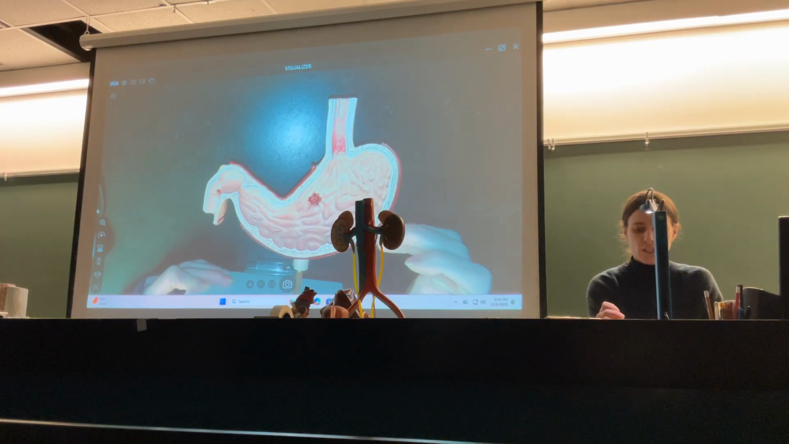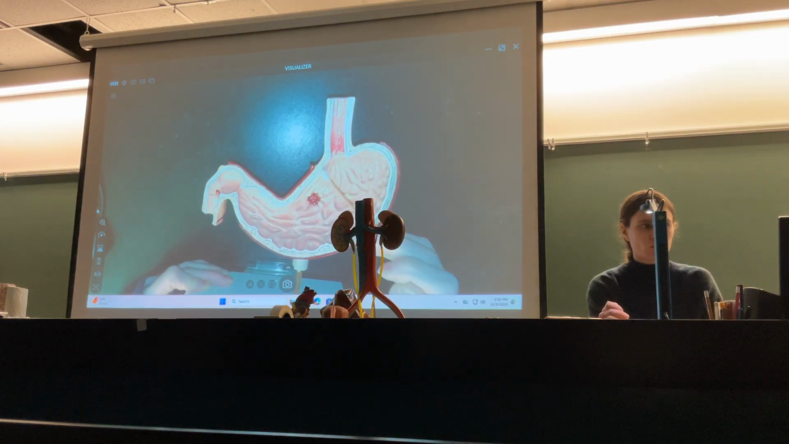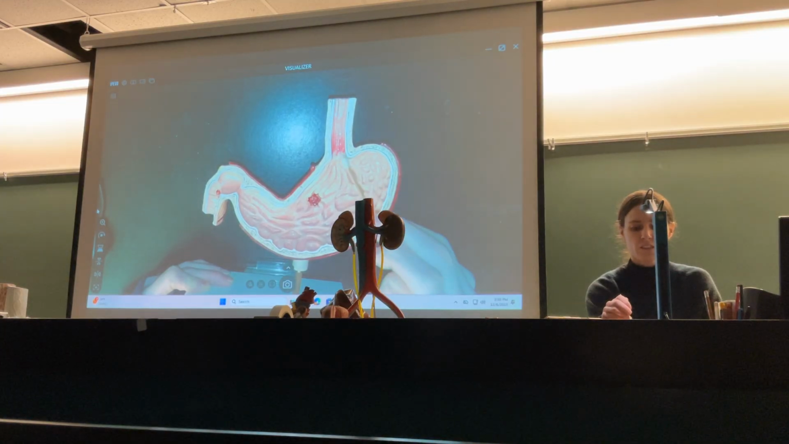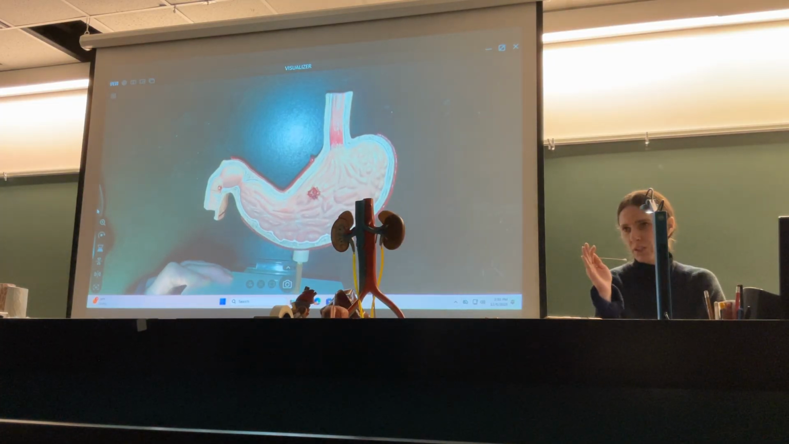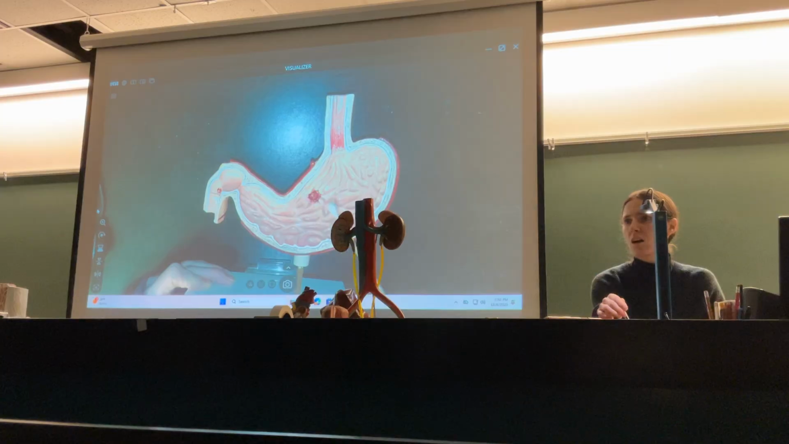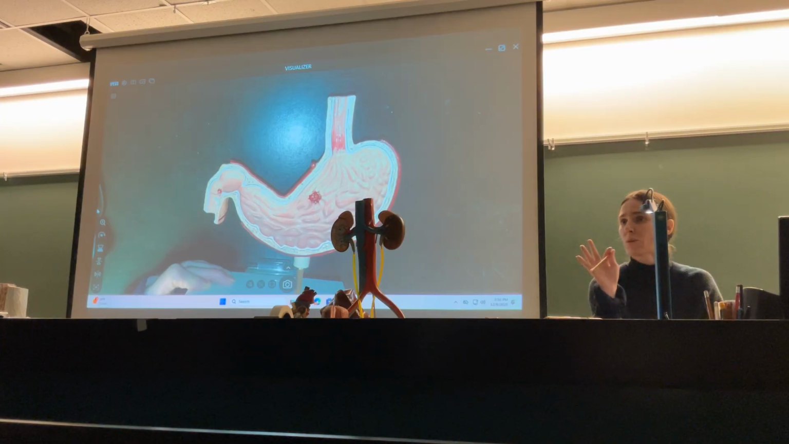Now this region connects immediately to the esophagus. What is the name of the sphincter that separates the lower esophagus and the stomach? Lower esophageal sphincter. What type of muscle will you have? Smooth. In your upper esophageal sphincter, it'll consist of skeletal muscle.